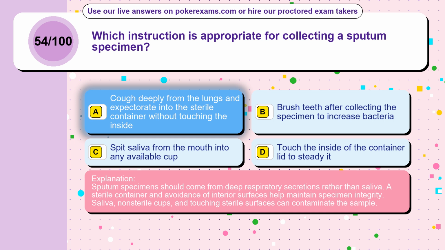Sputum specimens should come from deep respiratory secretions rather than saliva. A sterile container and avoidance of interior surfaces help maintain specimen integrity. Saliva, non-sterile cups, and touching sterile surfaces can contaminate the sample.